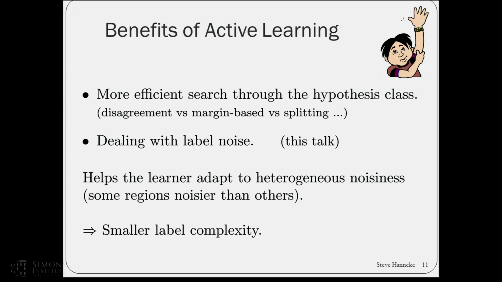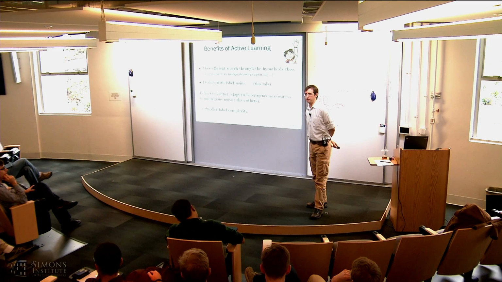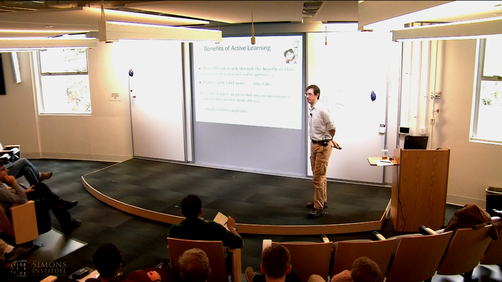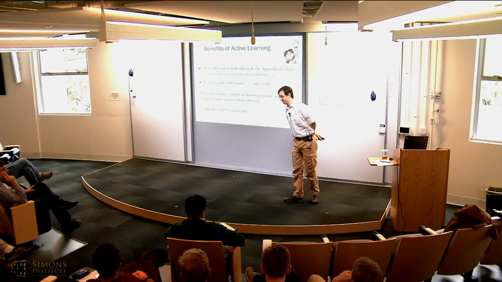I have a question. Yeah. What do you mean when you say noise? Do you mean that the labeling is not deterministic, or do you mean that you have some hypothesis class and you assume that things come from this hypothesis class plus some model of generating?